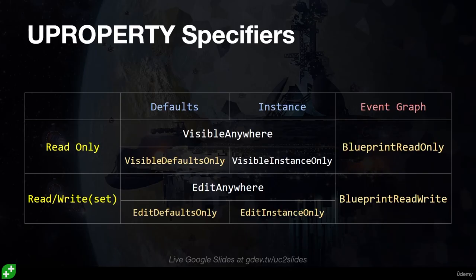So our graph is now filled out. We've learned that we can make our variables visible only on the defaults, and we can make them editable only on the defaults or only on the instance. So we really have full control from the C++ side. Now we also saw that we can expose these variables to the event graph and make them read-only or read-write using these blueprint read-only, blueprint read-write specifiers.